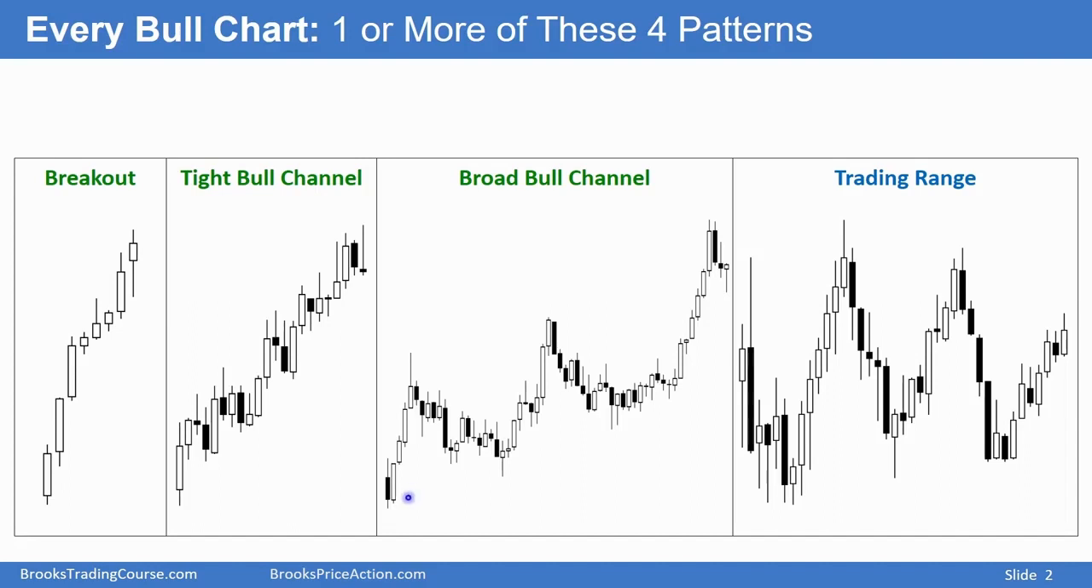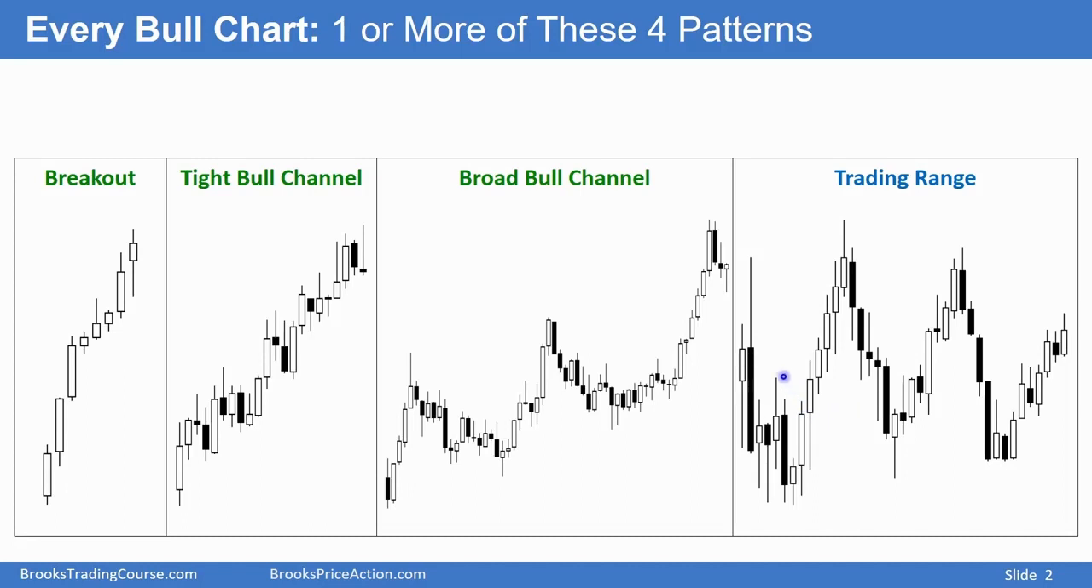Next, a broad bull channel. The market's making higher highs and higher lows, so it's a bull trend. But sometimes the pullbacks are so strong, the market becomes always in short. And traders can make money buying and selling, even though it's a bull trend.